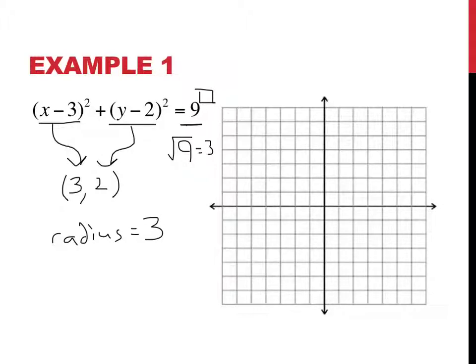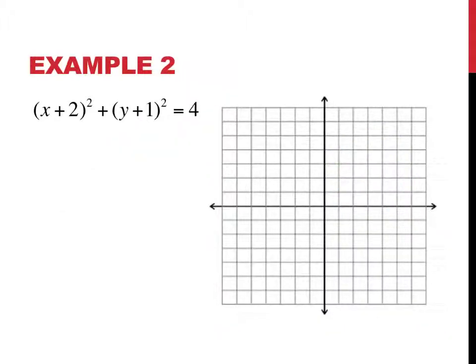To graph this equation, first we graph the center, which is at 3, 2. Here's our center right here. Now every point on the circle is going to be 3 away from that center point. So a couple points are here, here, here, and here. Notice that each of these points is 3 away from the center of this circle. At this point, I'm not really picky about how exact your circle looks. Go ahead and just draw a circle to the best of your ability.